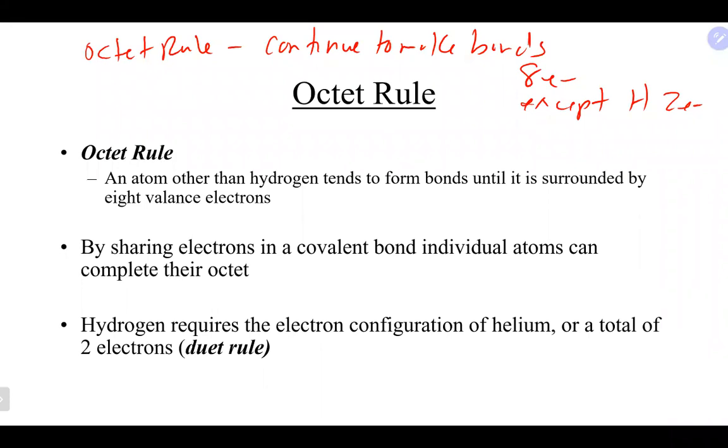Yes, sir. There's also one important exception too. Boron is actually stable when it has 6 electrons. We're going to talk about that a little bit later on as well. There are some exceptions to the octet rule, which we will talk about later in this chapter, but that is correct. Other questions?